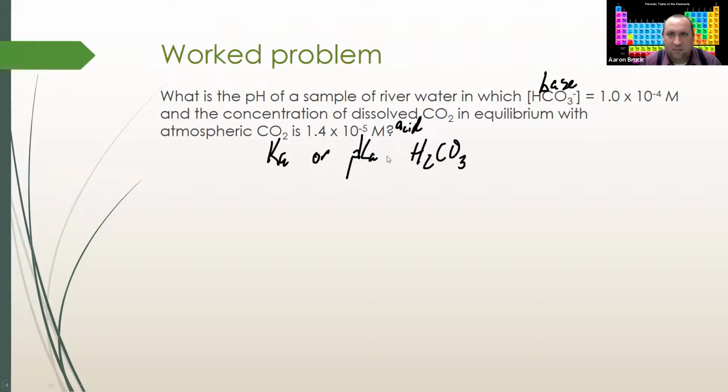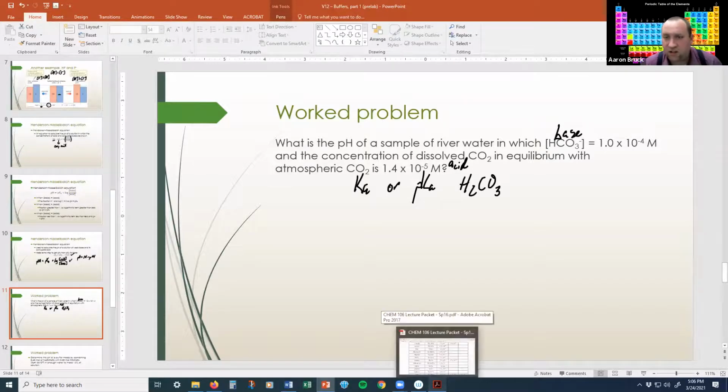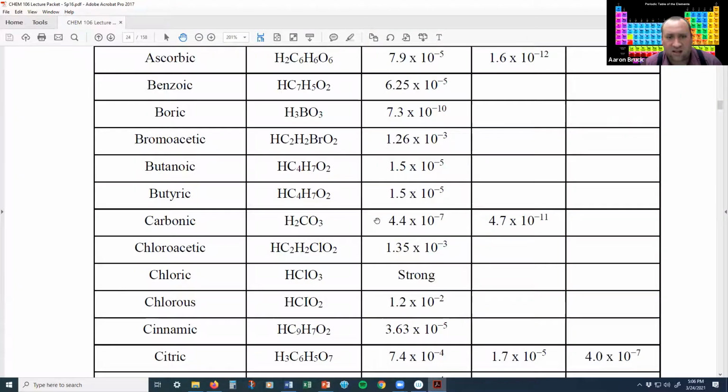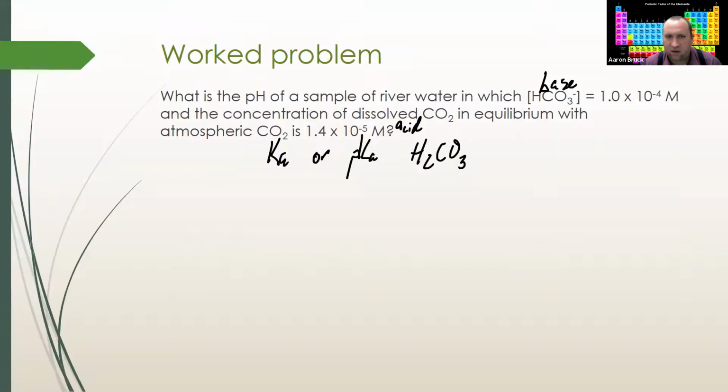And to find that missing piece, I'm going to need to do a little bit of digging. What we need is a reference. We need a value of Ka, and so a reference table is going to be where we get that. The reference table in your lecture packet tells us that carbonic acid has a Ka of 4.4 times 10 to the negative 7th, and so that's what we're going to use, 4.4 times 10 to the negative 7th.